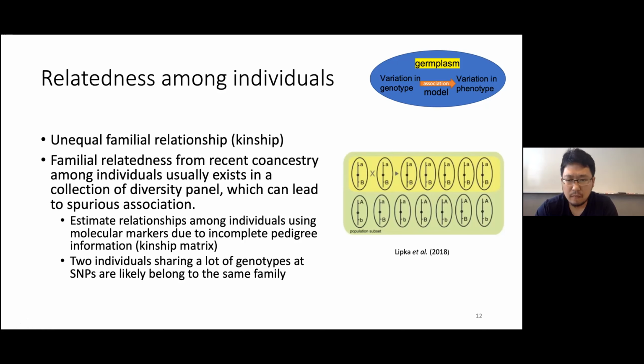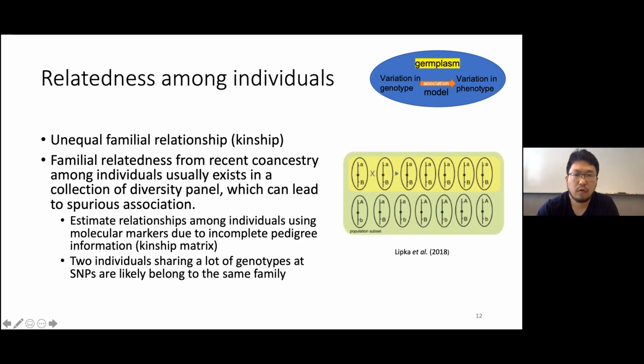So this could cause false positives, just like the example we just used for population structure, since these two will always be together. To control for this, people usually use a kinship matrix in the model, which will be covered in later slides. So these are the two major types of relatedness among the individuals.